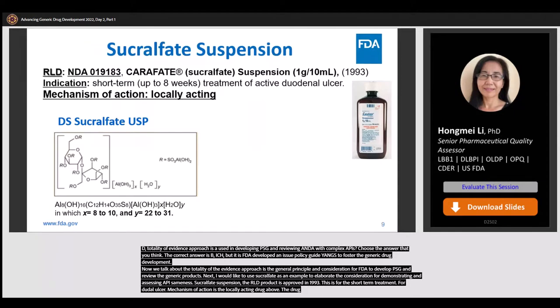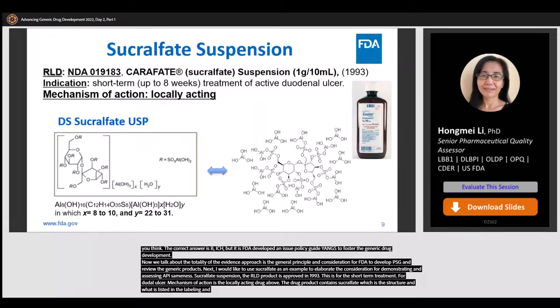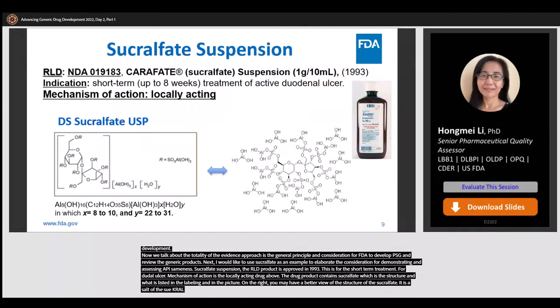So here is the structure and the empirical formula listed in the labeling and in the USP monograph. On the right, there may be a better view of the structure of sucralfate. It is an aluminum salt of sucrose octasulfate, and also has free aluminum hydroxide. So it's a mixture of inorganic salts. It's insoluble in water, soluble in diluted HCl, and is an amorphous solid.